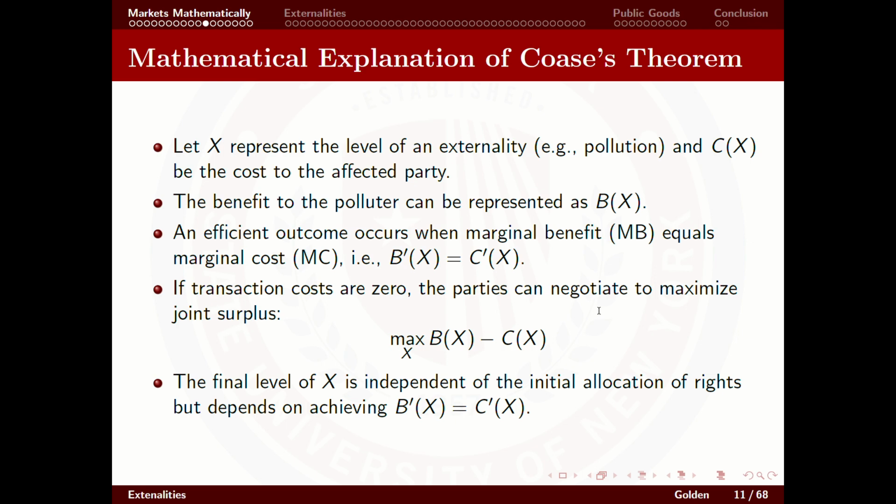So this is basically the idea. If there's good property rights and if there's a market for everything, you can find a solution that works for both parties, and they can negotiate a way to maximize surplus by making sure that the optimal level of pollution happens and that the optimal outcome happens. Externalities are a problem of a missing market. The final level of X doesn't depend on the initial allocation of rights, but depends on equating marginal costs with marginal benefits.